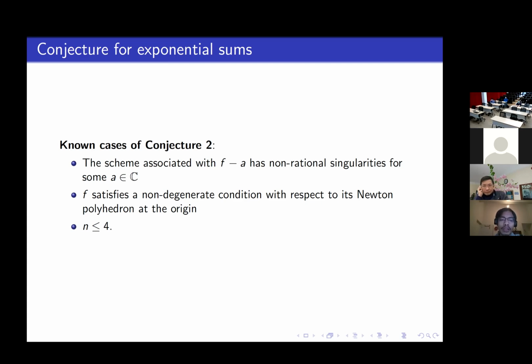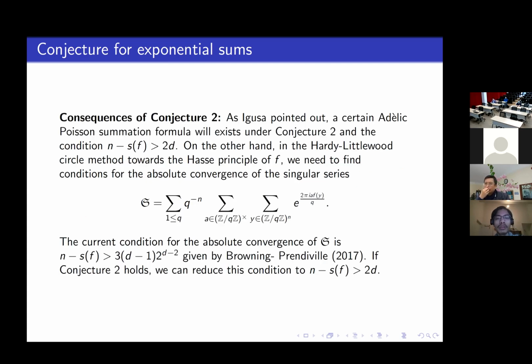And the last case that we know about Conjecture 2 is the case n is less than 4. It is proved by Kruger and myself. Now I want to say something about some consequences of Conjecture 2. In Igusa's view, if Conjecture 2 holds, then a certain p-adic Poisson summation formula will exist.